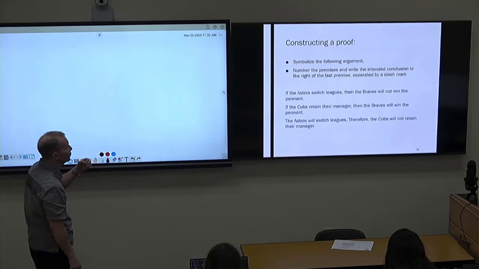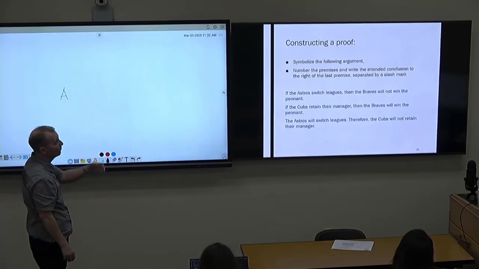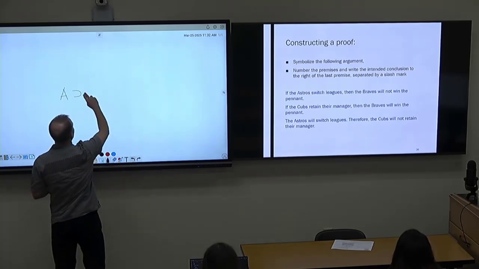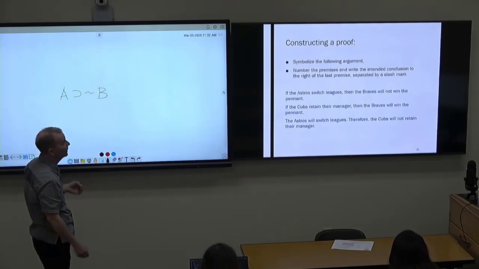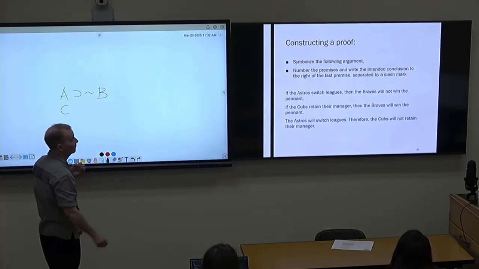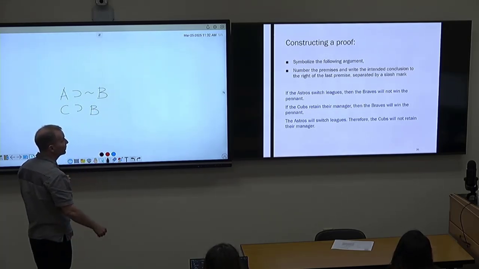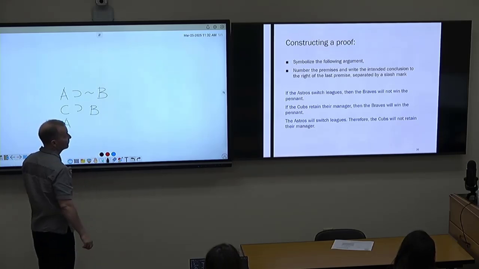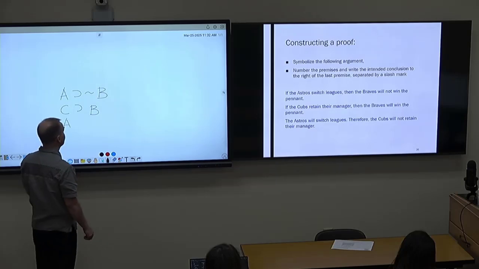Let's see. So if the Astros switch leagues, that would be A, right? If the Astros switch leagues, then the Braves will not win. Further, if the Cubs retain their manager, C, then the Braves will win, B. The Astros will switch leagues, therefore the Cubs will not retain their manager.